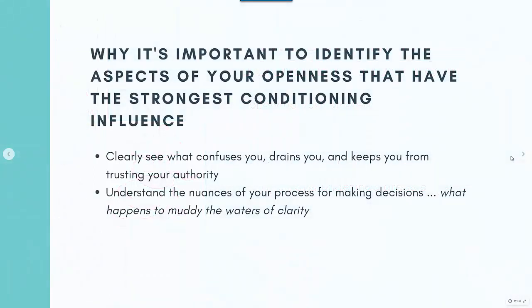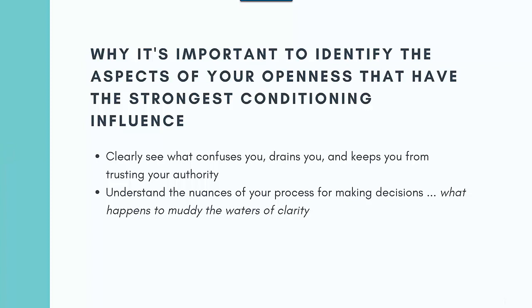So why is it important to identify the aspects of your openness that have the strongest conditioning influence? Well, it has to do with making those decisions from your decision making authority, really being able to trust your authority and not getting sidetracked, distracted, confused by all of the energies that are coming through you. So when you understand what we're going to talk about next, the hierarchy of conditioning, you can clearly identify what confuses you the most, what drains you the most, and keeps you from trusting your authority.